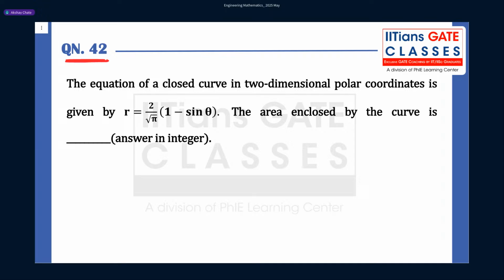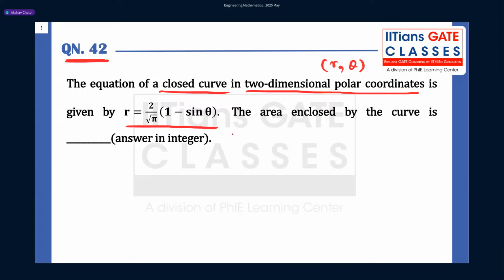Don't worry. Okay. So the question says the equation of a closed curve in a two-dimensional polar coordinate. So you should know what are two-dimensional polar coordinates. So basically, you represent your point in a polar coordinate in 2 dimension by r theta. r is distance from the origin and theta is the angle from the positive side of x-axis from the origin to the point.